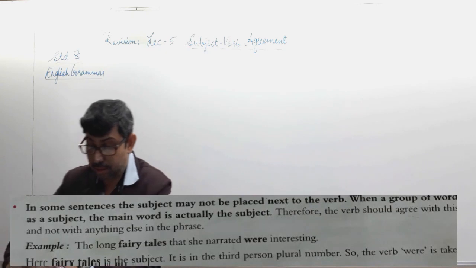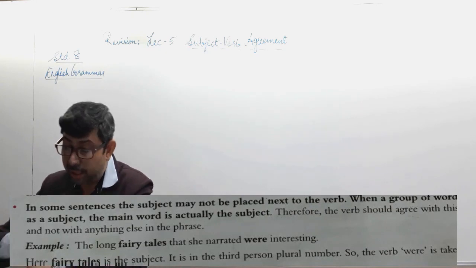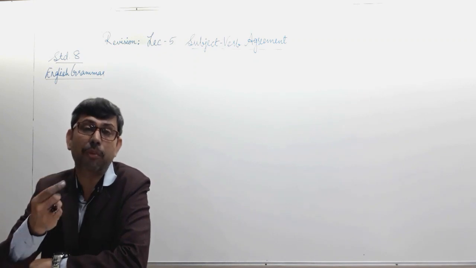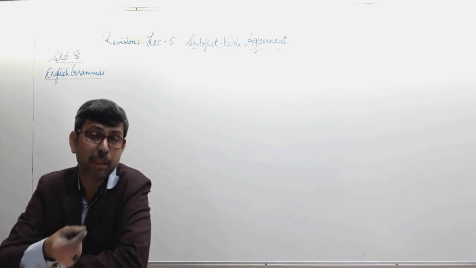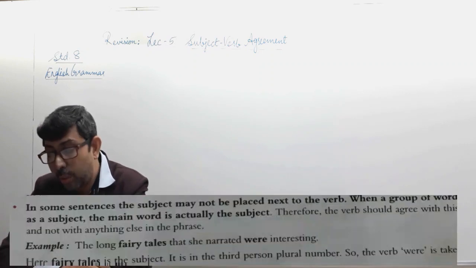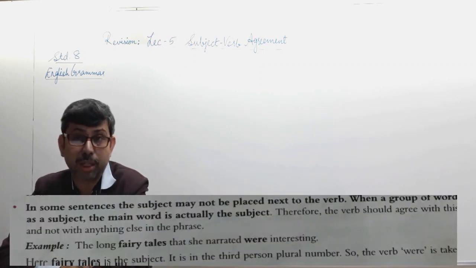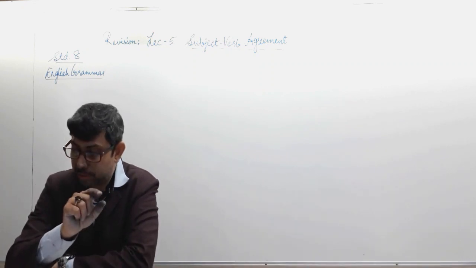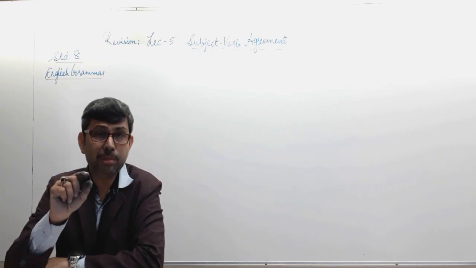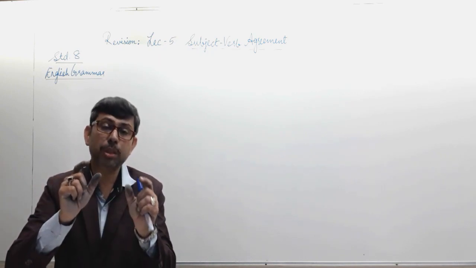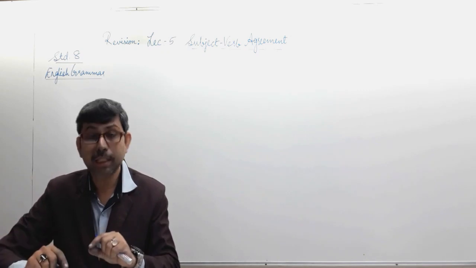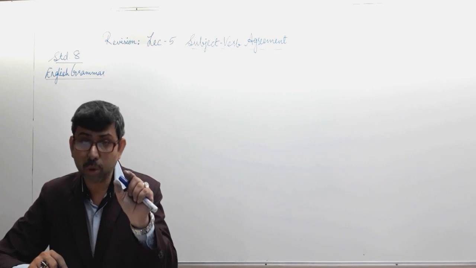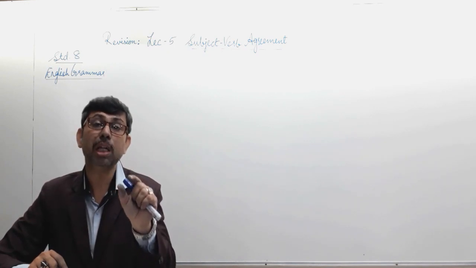But in some sentences, the subject may not be placed next to the verb. It is not possible always to keep the verb immediately after the subject, as you will see over here. When a group of words acts as a subject, the main word is actually the subject. Sometimes you may find a group of words which is a subject and not just one word. In the previous sentence, what did you observe? That she was just one word which made up the subject.